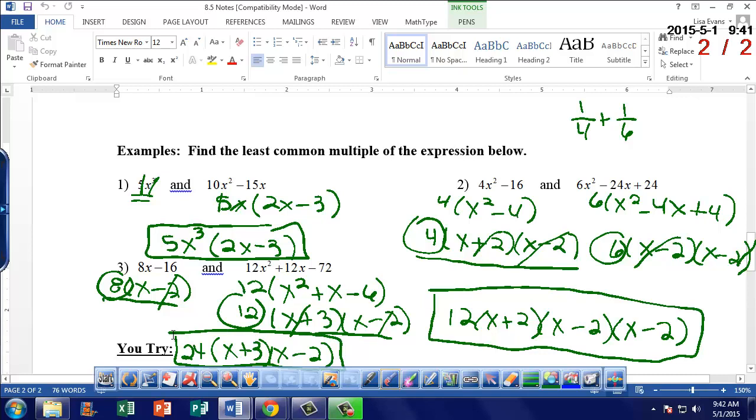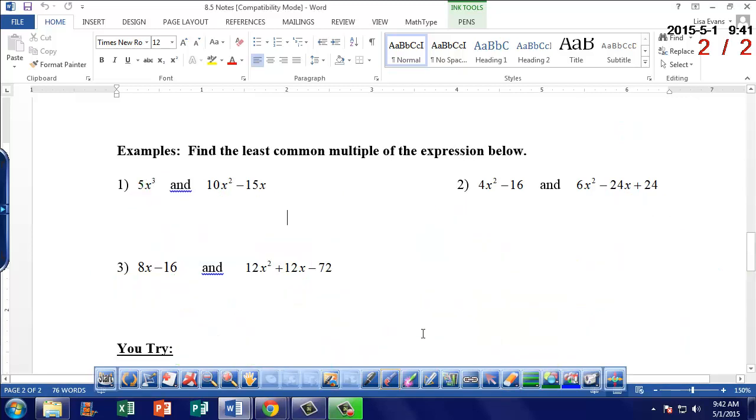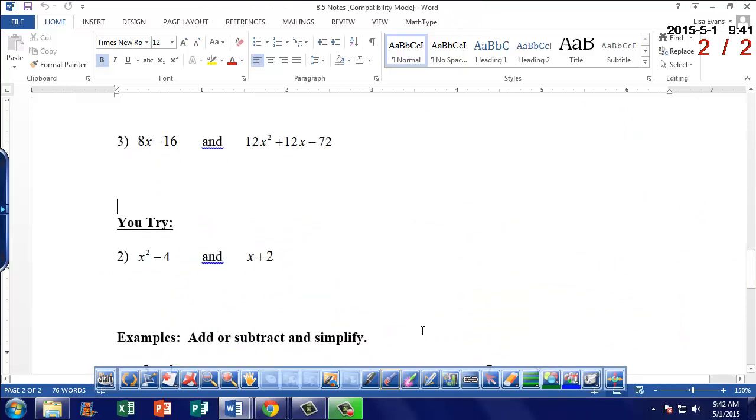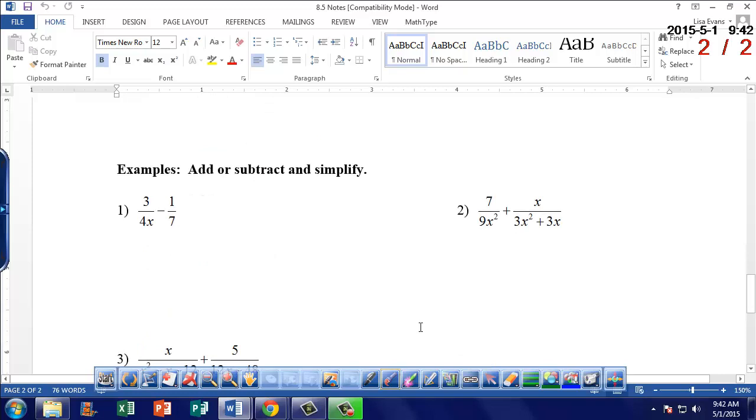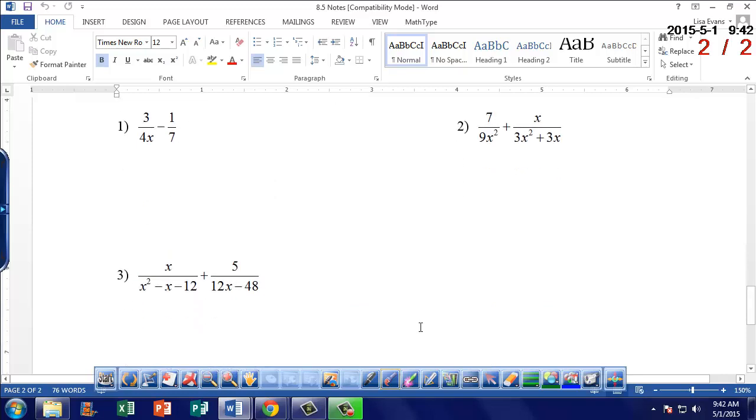Okay, I really want you to try this next one on your own, because you need to be able to find least common multiples in order to add or subtract fractions. So go ahead, pause the video, and take a minute to do that. Okay, on to adding or subtracting when we do not have like denominators. Now these can be tricky, and the best way to do this is to practice.